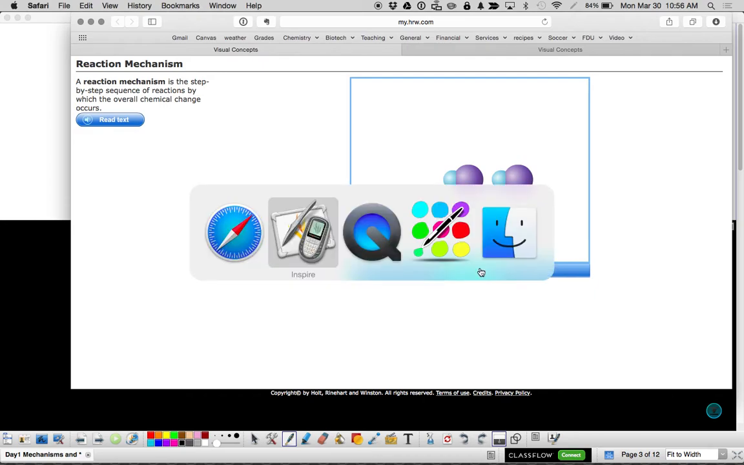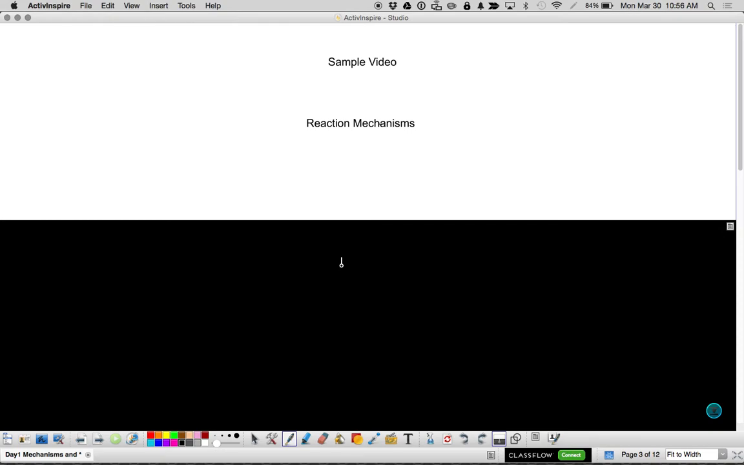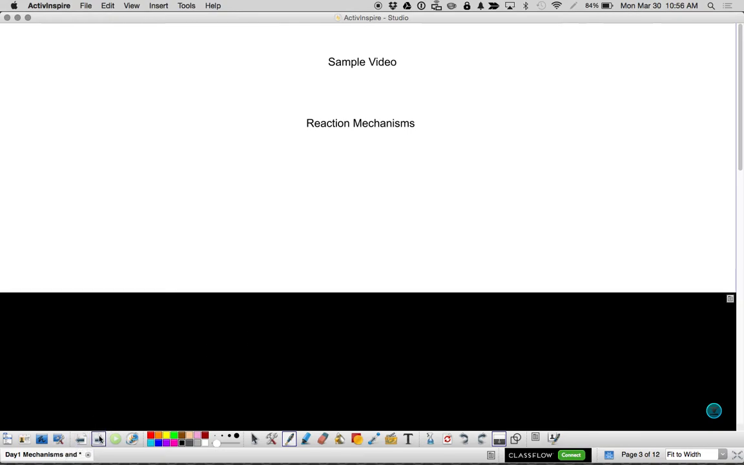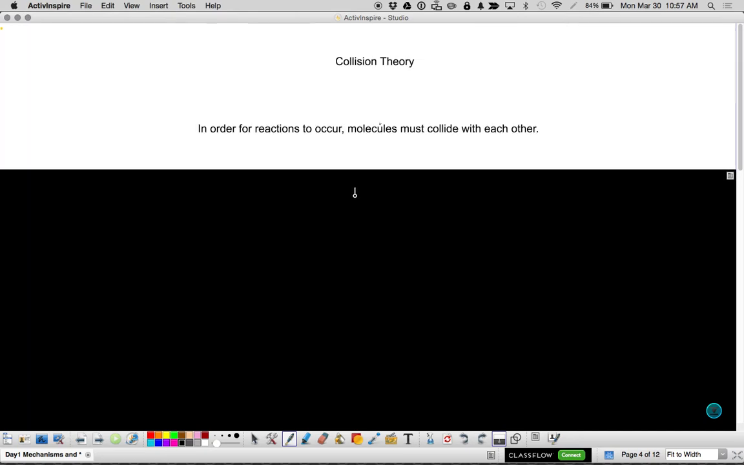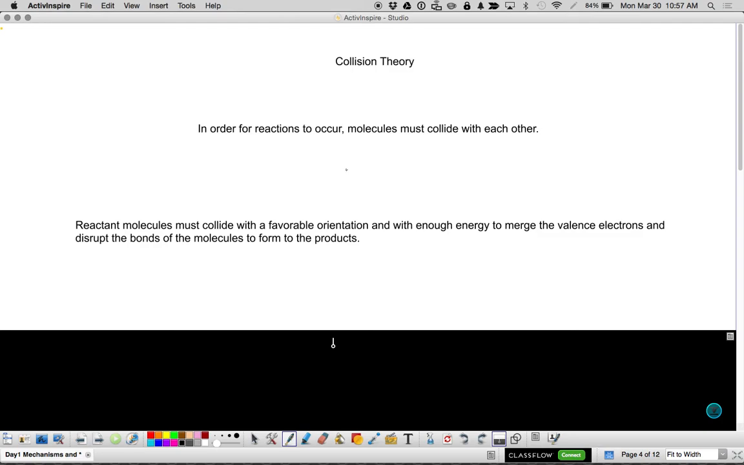Okay, so that's a nice visual of what we've been talking about. All right. So the other thing that we talked about was that the molecules have to come close enough to interact with each other. And this is something called collision theory. So in order for reactions to occur, molecules must collide with each other. That's the simplest way of saying it. I think the book definition gives something like this. Reactant molecules must collide with a favorable orientation and with enough energy to merge the valence electrons and disrupt the bonds of the molecules to form the products.